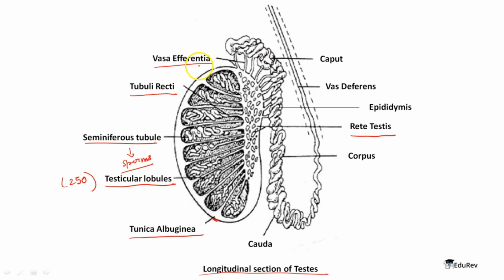This is very important. All these vasa efferentia will join and form a coiled duct known as epididymis. This whole structure is epididymis. Okay. Now the topmost part of epididymis is known as caput. The topmost part, maybe it is covering from here, like this. Now the middle part of epididymis is known as corpus. This is all corpus. The bottom part of epididymis is known as cauda.